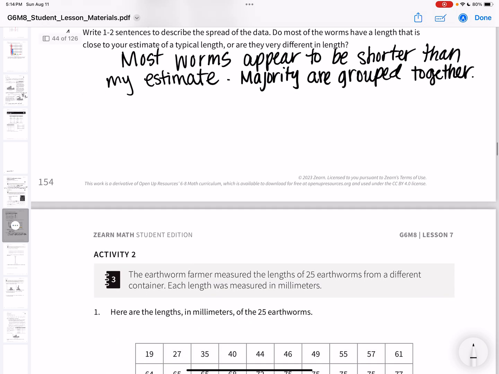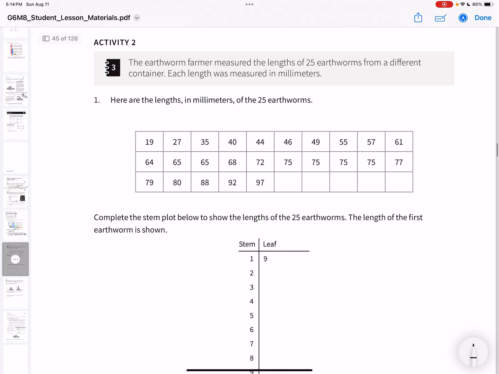Let's go on to activity 2. The earthworm farmer measured the length of 25 earthworms. So again, 25 is our data points from a different container. Each length was measured in millimeters. Here are the lengths in millimeters of the 25 earthworms. Complete the stem plot. Okay, we have not learned what a stem plot is, so I'm going to teach that to you now.